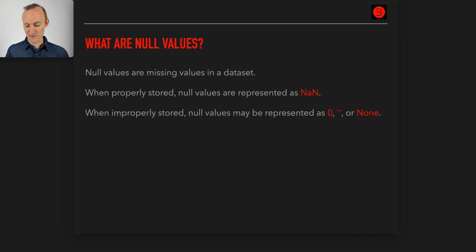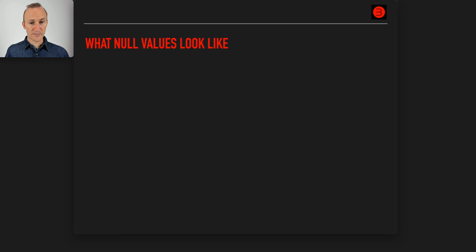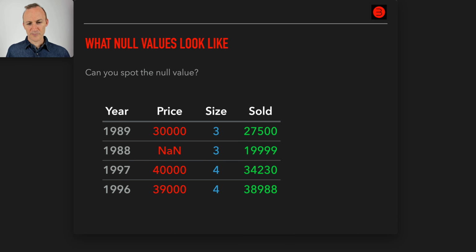Okay, so what do null values actually look like? Well, here is a sample data frame, and you can see that there is clearly an NaN value. What that means is the price is unknown. It wasn't stored. It's also why you wouldn't want to put 0.